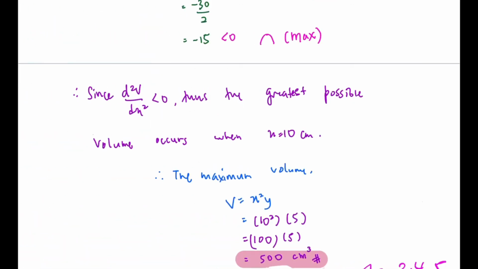So now let's conclude our answer. Since the second derivative is less than 0, thus the greatest possible volume occurs when your x is equal to 10 cm. Therefore, we can find the maximum volume, which is V equal to x squared y. So let's fill in. Your x is 10, your y is 5. So 10 squared times 5, this is just 500 cm cubed. Therefore, this is our final answer.